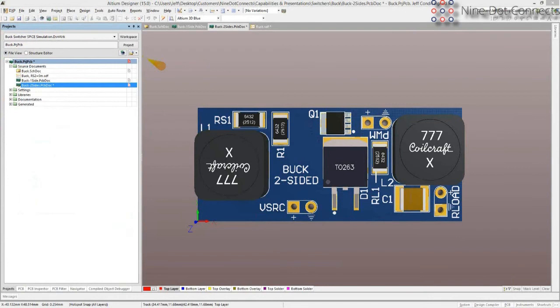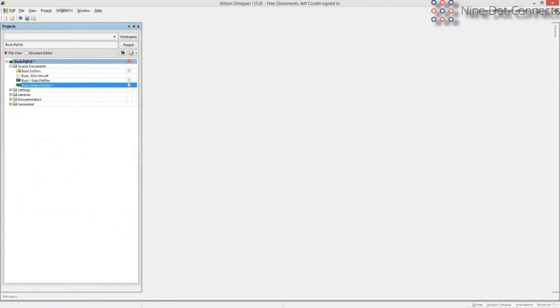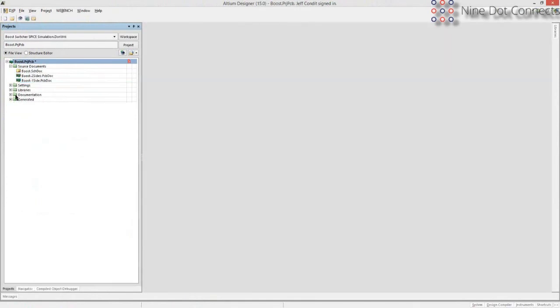Oh, okay, I have a save screen up here hiding. That's what was slowing it down. Too many screens. Okay, let's bring a boost up.